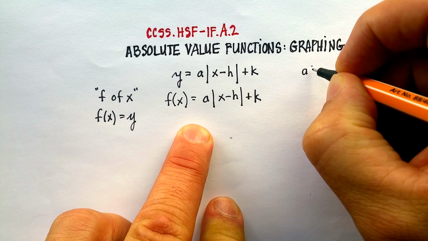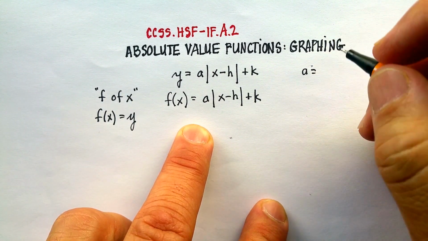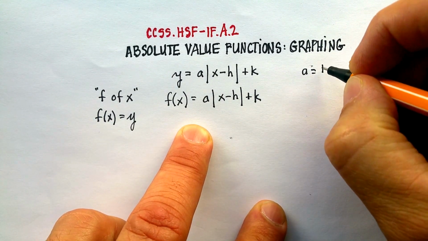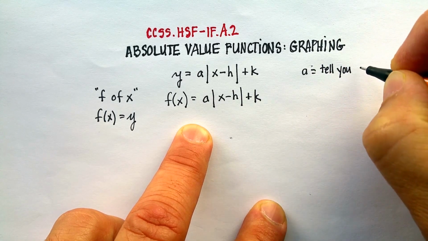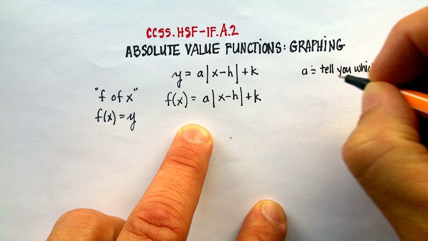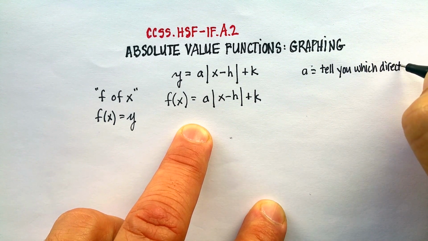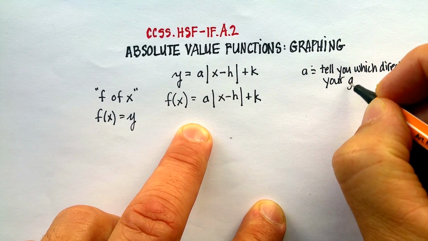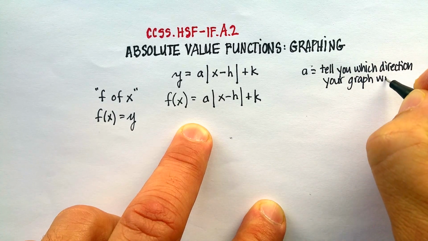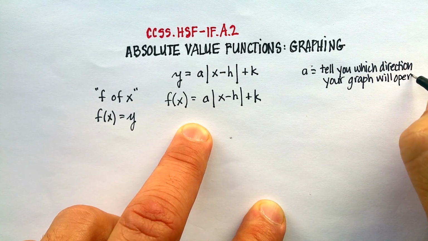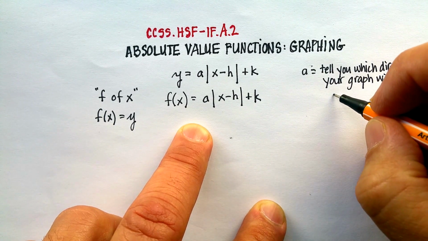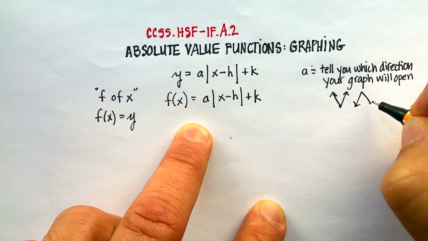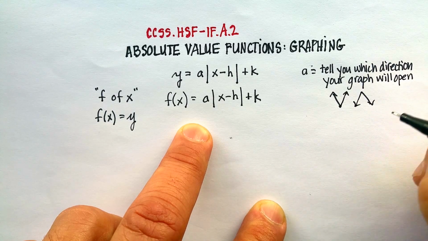The a tells you which direction your absolute value will open. So it tells you which direction your graph will open. Now, what does that mean? How does a graph open? Well, absolute values look like this. They look like V shapes, all right? Or they can open downward. This one is opening upward. This one's opening downward.